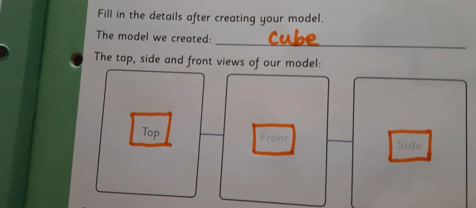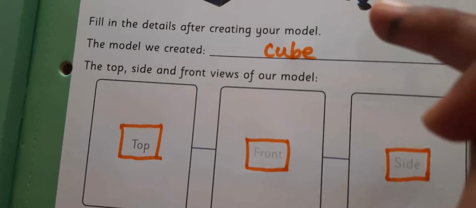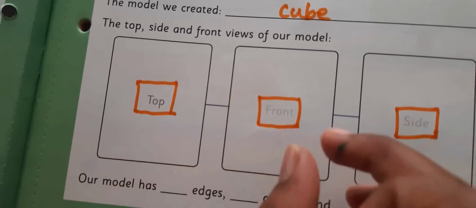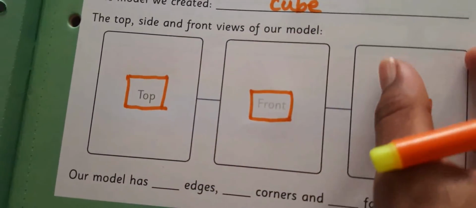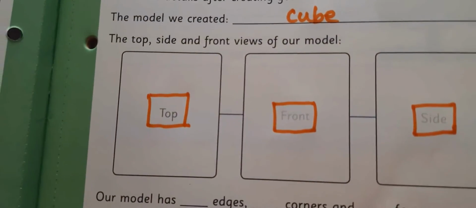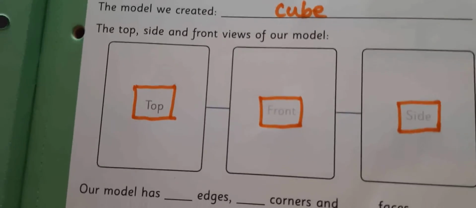Yes. So if you created the cylinder model, you have to draw the top as a circle, front as a rectangle, and side again a rectangle. Rectangle you have to draw. Okay, now you understood.